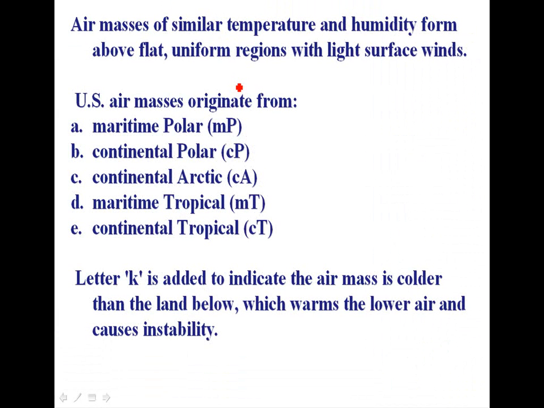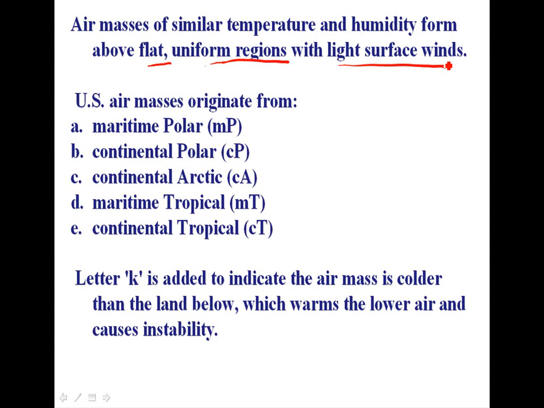Now, air masses basically will form above flat, uniform regions with light surface winds. Some of these areas would include Canada, the Arctic Circle, oceans such as the Pacific Ocean, the Gulf of Mexico, portions of Mexico, the Atlantic Ocean. These are areas that are flat, uniform regions with light surface winds. Basically, what you want to do is have the air sitting over a particular area long enough to where it takes on the same temperature characteristics and moisture characteristics of the surface underneath it.